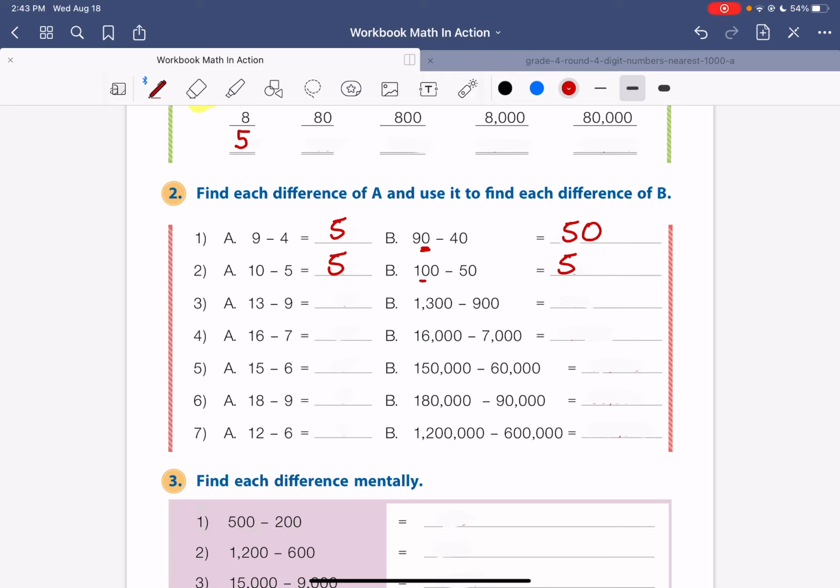How many zeros? We have 1, 2, right? We only have 1 here. So 2 minus 1 is only 1 zero left. We're going to write 0. Right? 13 minus 9 is 4. How many zeros do we have? 1, 2. So we're going to write 4, and then we're going to write 2 zeros.